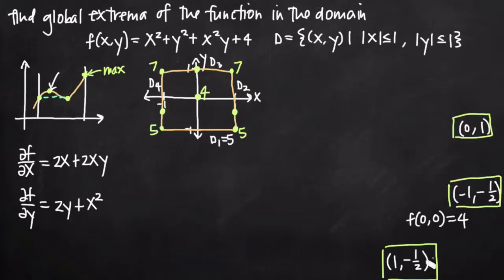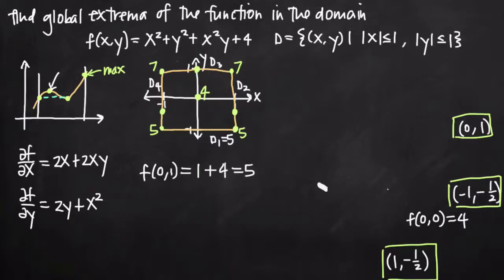So now we have here 3 critical points that we need to test in our original function f of x, y. Let's go ahead and do that. We'll test 0, 1 first. We'll say f of 0, 1. That's going to be equal to 0 squared is just 0, plus 1 squared is 1, plus 0 squared times 1 is still going to give me a 0, so I have just plus 4. That's going to be equal to 5.